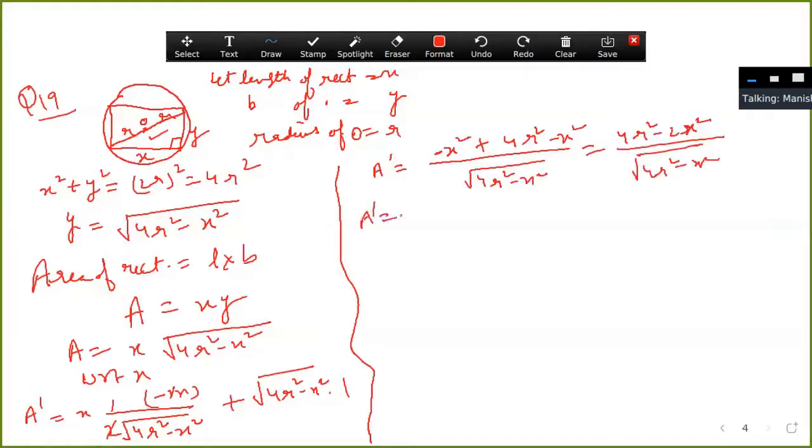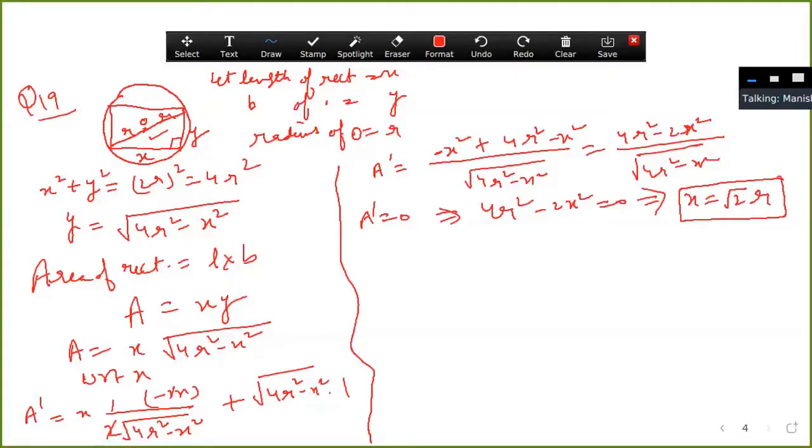Put A dash equal to 0. This implies 4r square minus 2x square is equal to 0. Denominator cannot become 0. And this implies the value of x will be equal to root 2r. This is the value of x you will get from here.